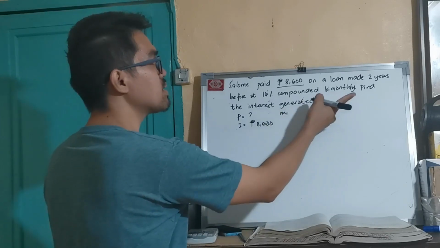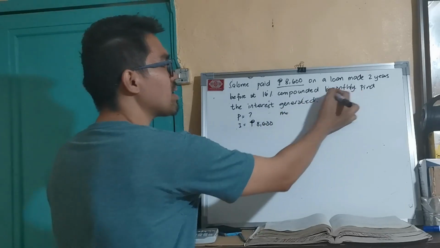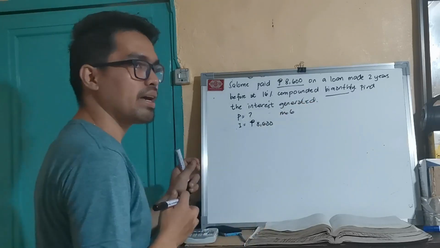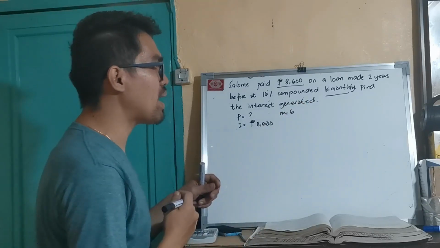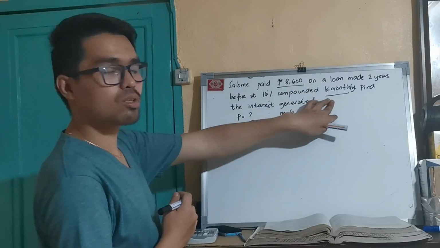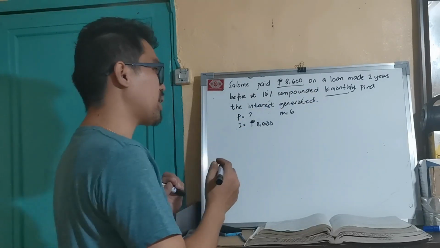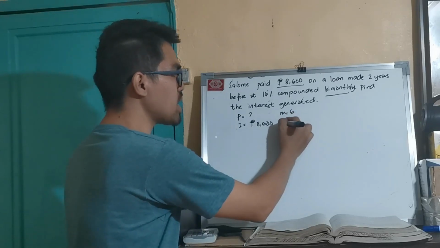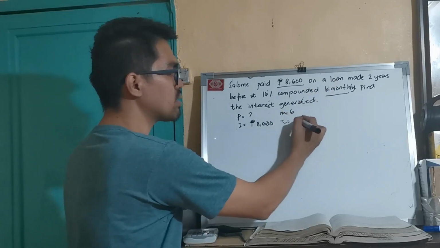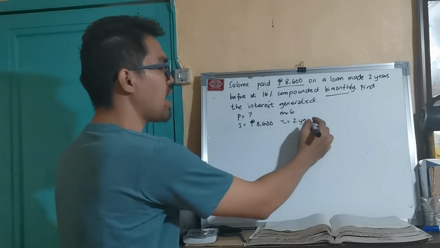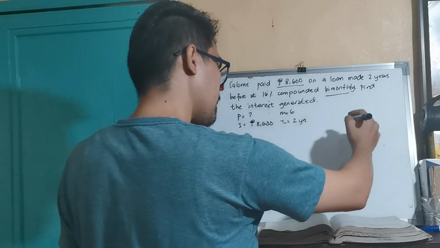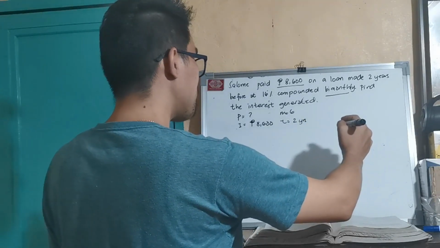Our m is bi-monthly, meaning to say that is 6, every 2 months. Okay, that's bi meaning 2. Every 2 months, that's our compounding, our number of conversions per year. And then our t is 2 years. And then, what else do we need?